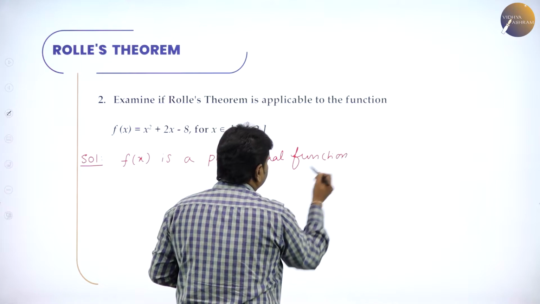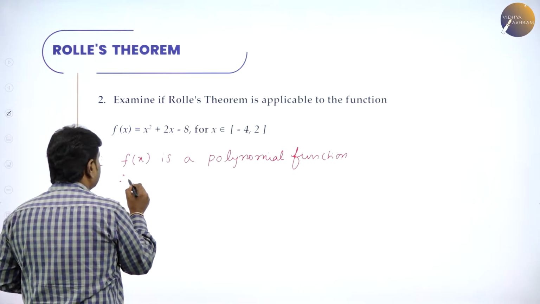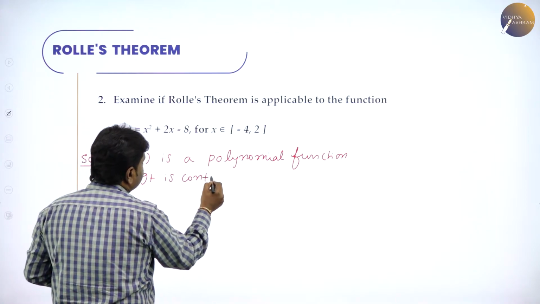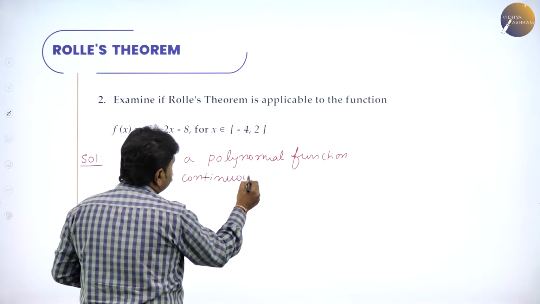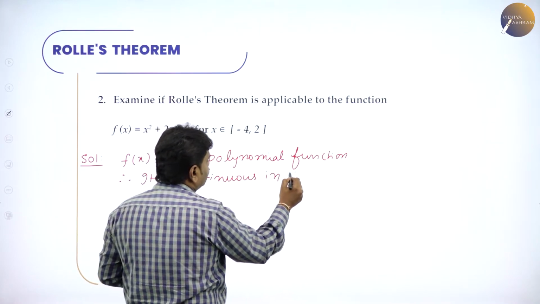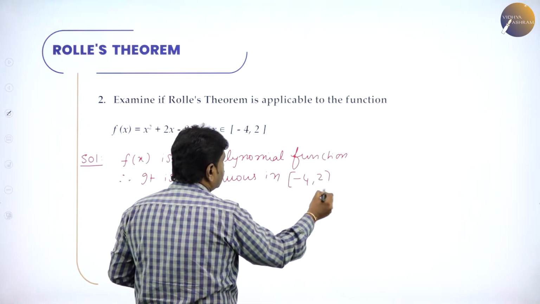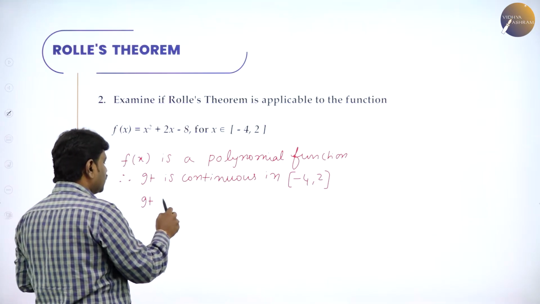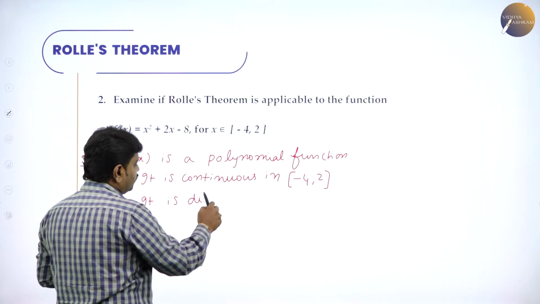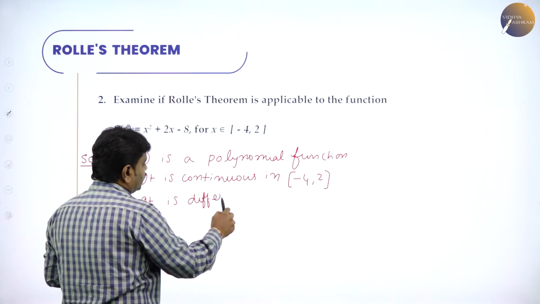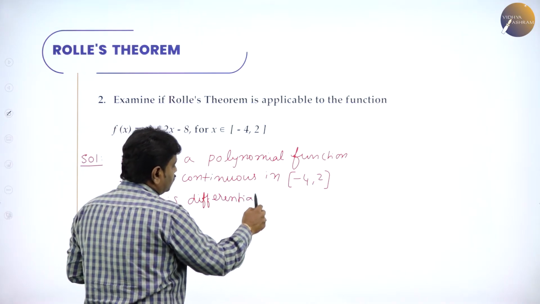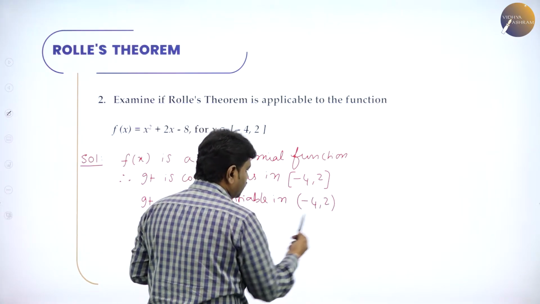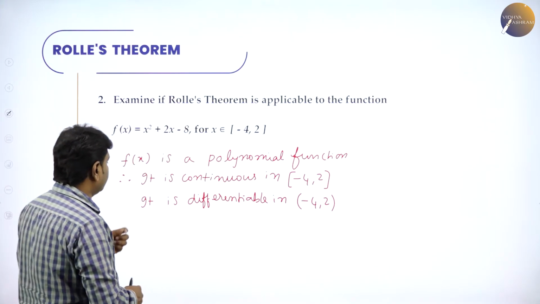Therefore it is continuous in the closed interval minus 4 to 2. And again, f of x is a polynomial, so it is also differentiable in the open interval between the real numbers, that is minus 4 to 2. It is differentiable also.